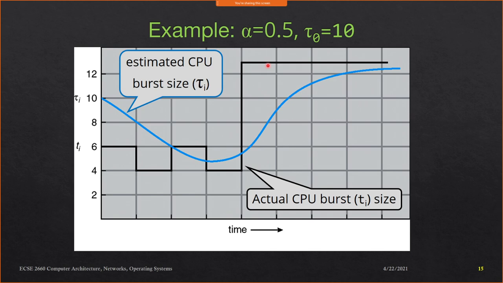So you can play with that alpha parameter to come up with an optimum alpha value and go from there. But this is one approach you can take to predict the burst time and then use that in your shortest job first scheduling.